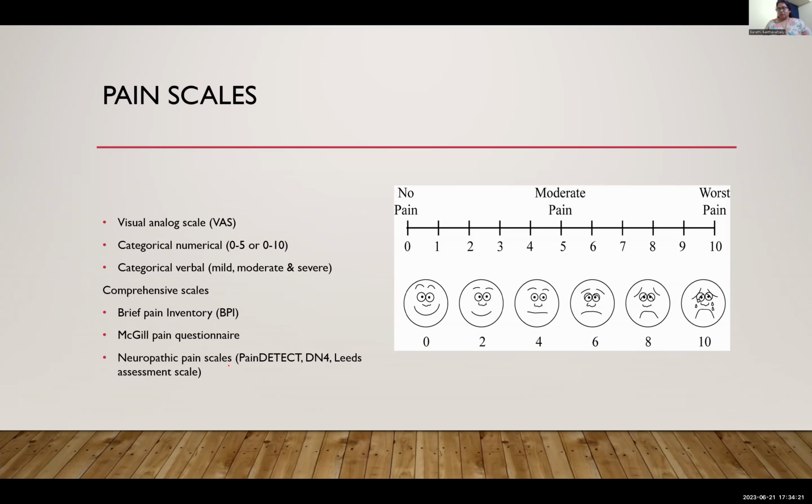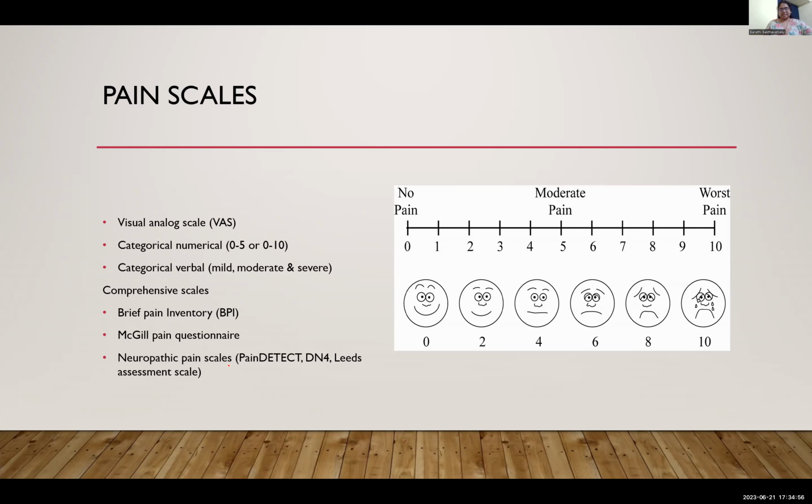And in the numerical scale, you already have the numbers marked in there. So the patient has to just circle the number. So that is numerical. Verbal, you ask them mild, moderate, or severe. And this faces scale goes alongside the categorical numerical scale. The faces scale is used most of the time for an illiterate or a pediatric population. So this will tell you the severity of pain, how much pain the patient has got.